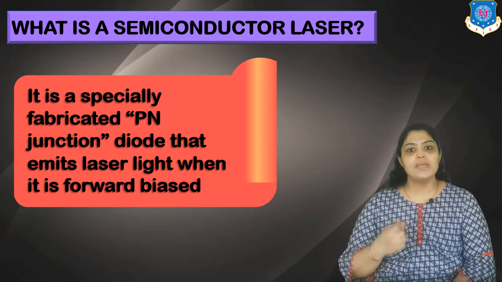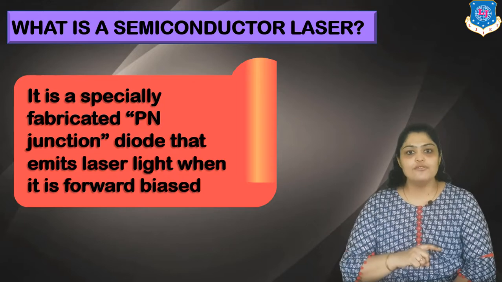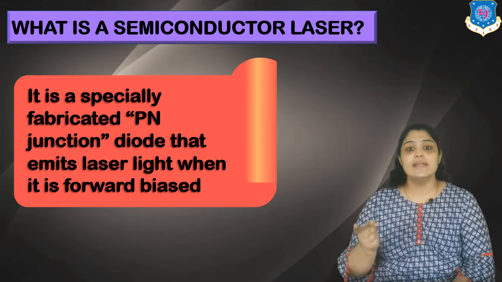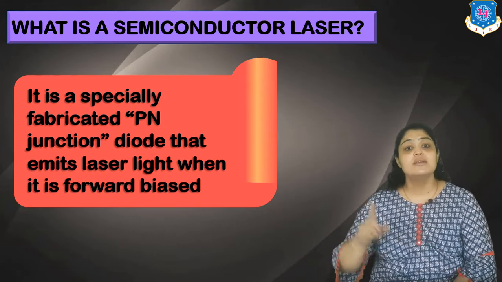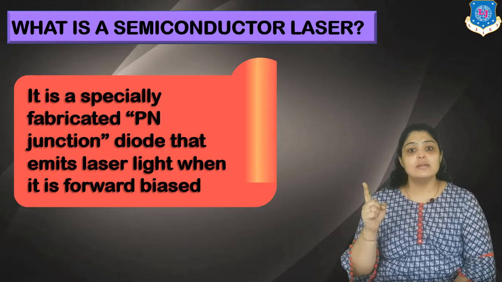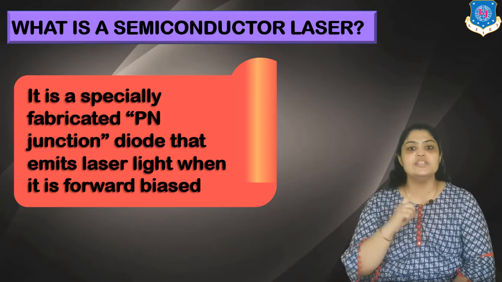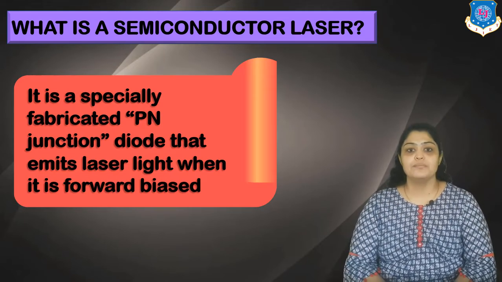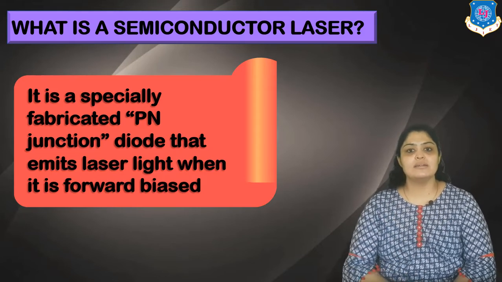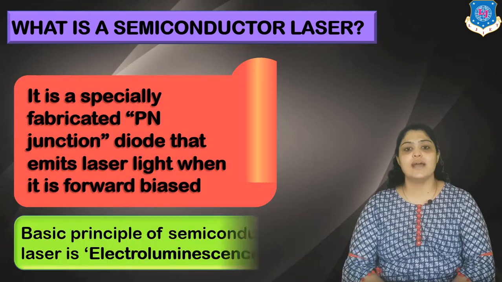Now we all know that a PN junction diode works only in forward bias condition. Only when the PN junction is forward biased, the electrons will recombine with the holes. So in this particular case, what happens? If one electron recombines with one hole, it generates one photon. This is the basic idea I'm giving you about a semiconductor laser or laser diode.